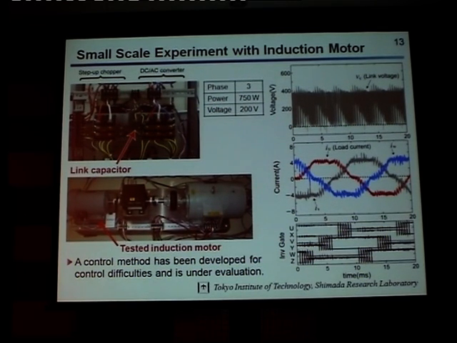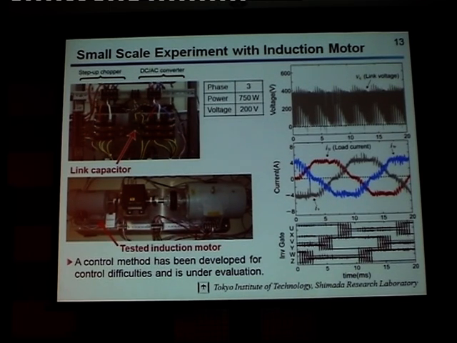This application is now at a little bit early stage, a very small scale experiment in the laboratory. We apply this concept for induction motor drives. This device is made by our students, and we applied it to this induction motor rated 750 watt. This is the tested induction motor, and this is the generator for load. And these are experimental waveforms. This is the current waveform flowing into the induction motor. A control method has been developed to maintain good voltage and current waveforms.